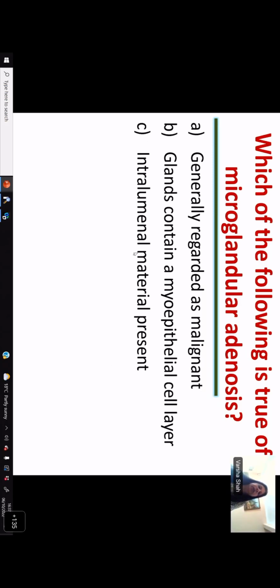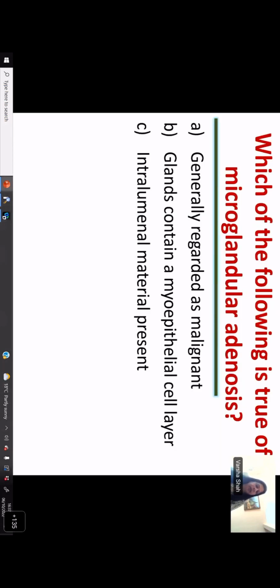Yes, the intraluminal material is present in microglandular adenosis. There is no myoepithelial layer, and it is not considered malignant. It is considered benign, and some consider that it may be a non-obligate precursor lesion, but definitely not malignant if you don't have any associated atypical features. I will go on to the next case.